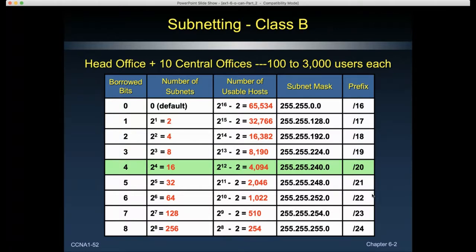How many host bits does that give me? Oh, well, that gives me 12 host bits. 2 to the power 12 is 4,096, so I get 4,094. My home office had 3,000 people. That's good. It's big enough. So it looks like borrowing 4 bits is the best bet for this particular scenario.